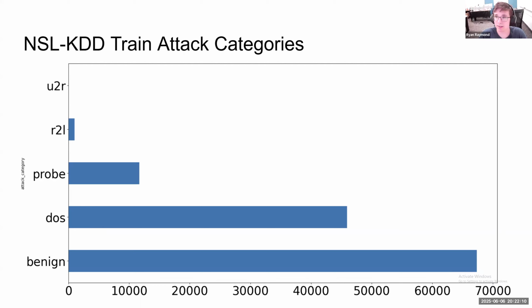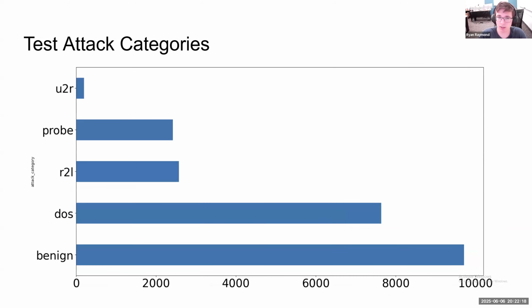So this is the train data, but here's something interesting, right? There is no user to root in the train data and almost no remote to local. But look at the test data. There's so much remote to local, and there's also user to root. People talked about this. There's stuff in the testing data that's just not in the train data. And so I'm assuming that they expected you to perform some sort of anomaly detection.